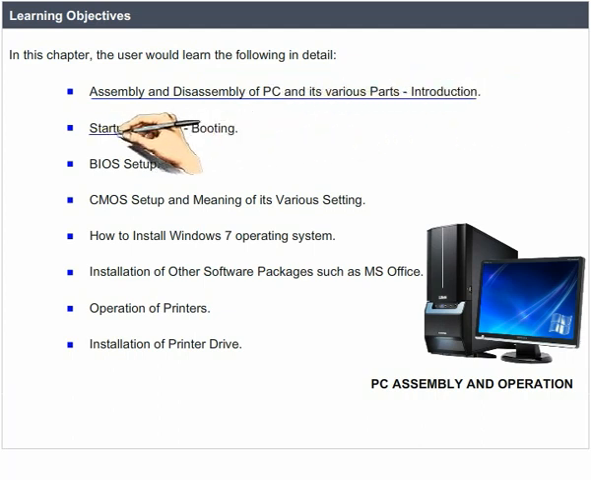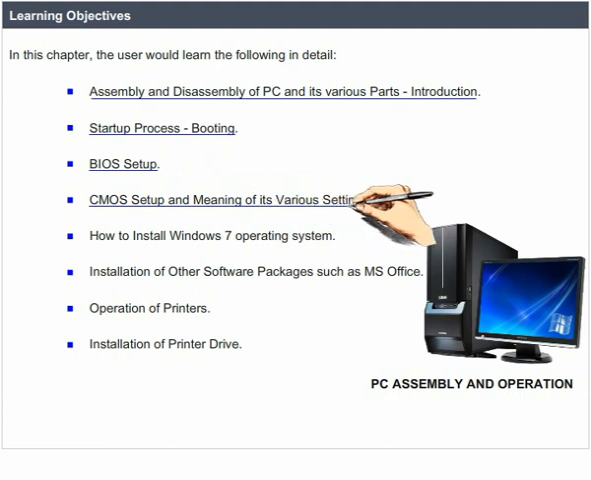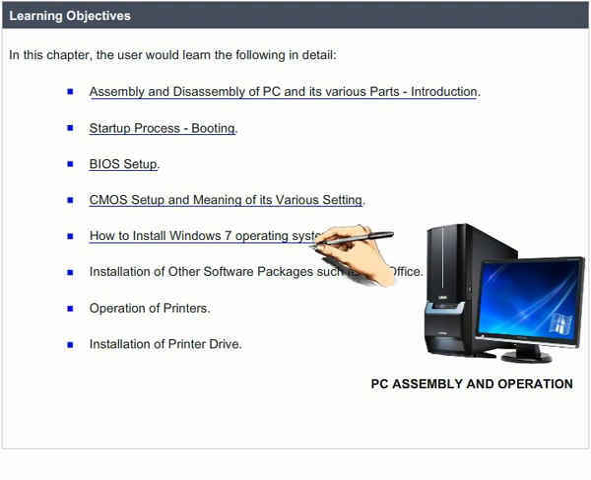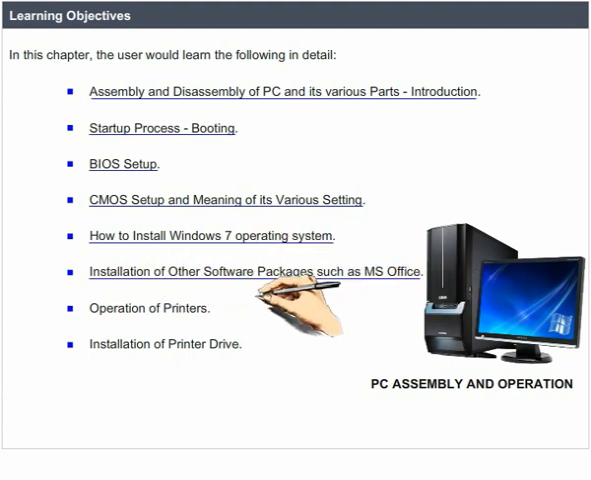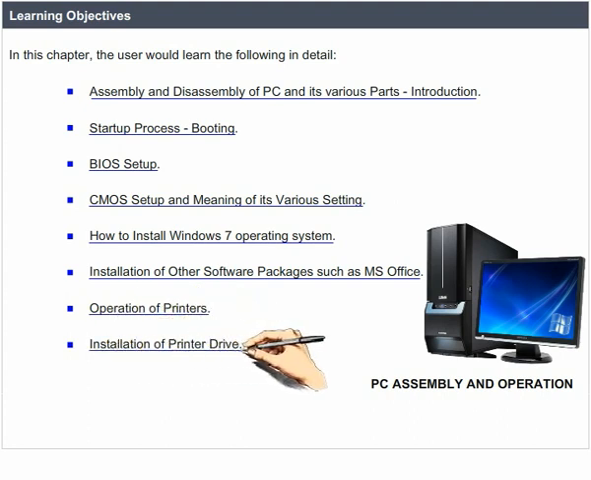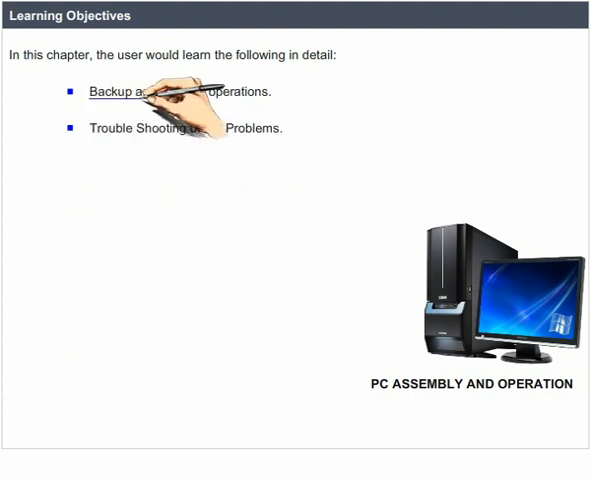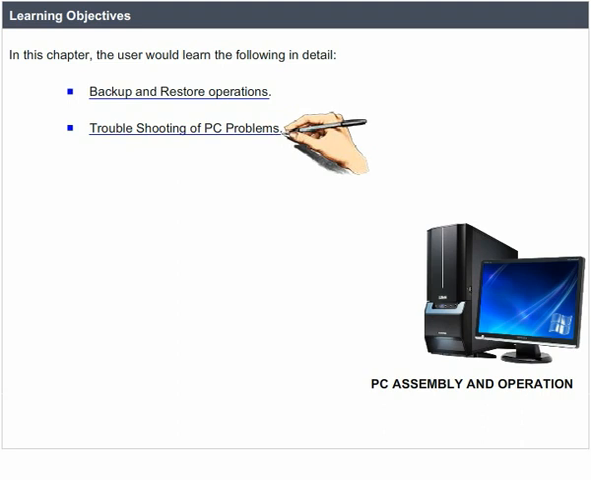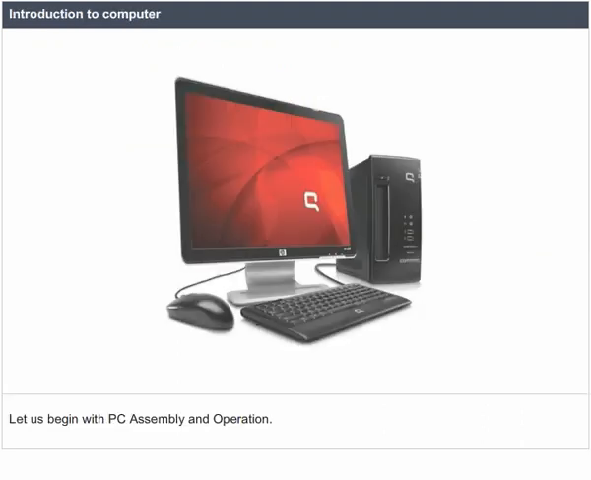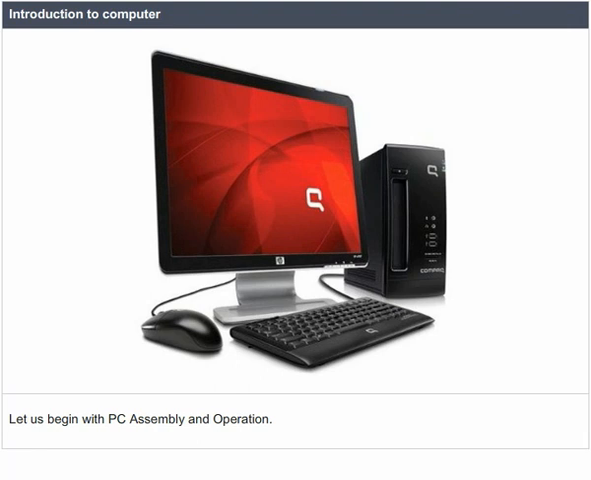Introduction. Startup process, booting, BIOS setup, CMOS setup and meaning of its various settings, how to install Windows 7 operating system, installation of other software packages such as MS Office, operation of printers, installation of printer drivers, backup and restore operations, troubleshooting of PC problems. Let us begin with PC assembly and operation.